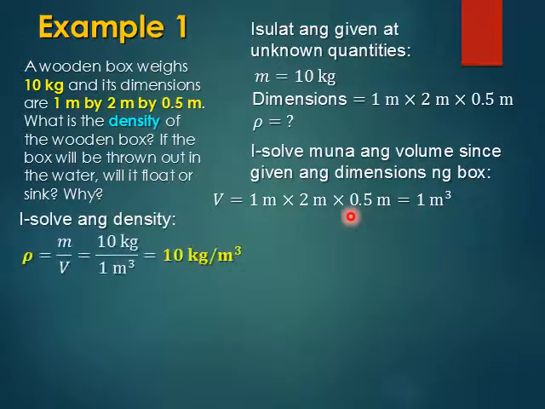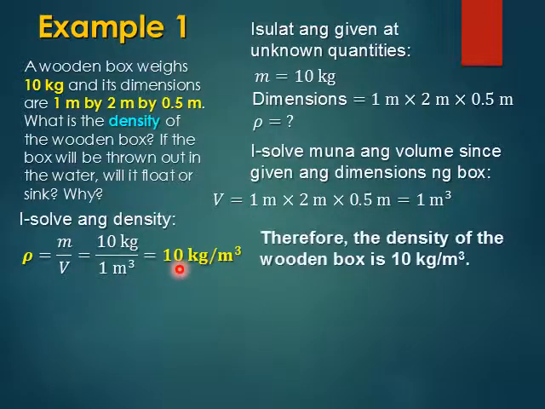So, pag sinabi natin ng density, so the density is mass over volume. So, that's 10 kilograms over 1 cubic meter. So, therefore, you have a density of 10 kilograms per cubic meter. Okay, so therefore, the density of the wooden box is 10 kilograms per cubic meter. Now, next question, if the box will be thrown out in the water, will it float or sink? Okay, so, ano yung density ng water? So, kung sa water yan, ang density ng water is 1,000 kilograms per cubic meter.